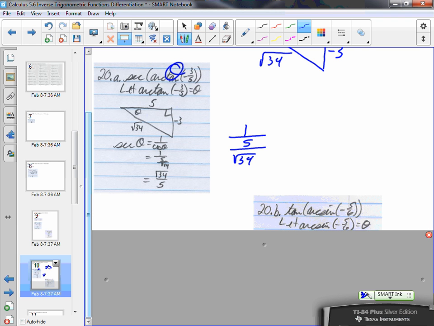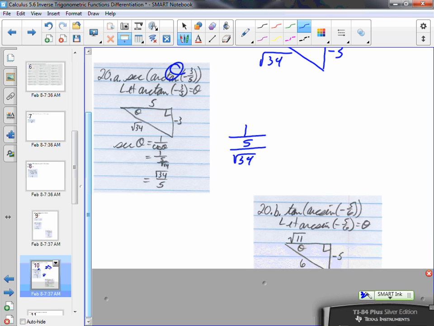On part B, we have the tangent of the arc sine of negative 5/6. So let's let theta equal the arc sine of negative 5/6. And since sine is opposite over hypotenuse, now here I think it does, I don't know, and maybe I'm just forgetting that there's a reason that I always let the vertical distance be the negative one. Maybe there's a reason for that. I don't remember that there is, okay? But it wouldn't make sense, though.